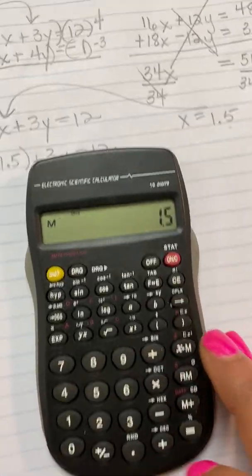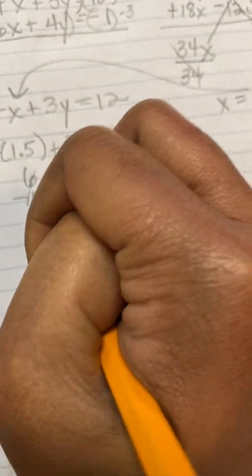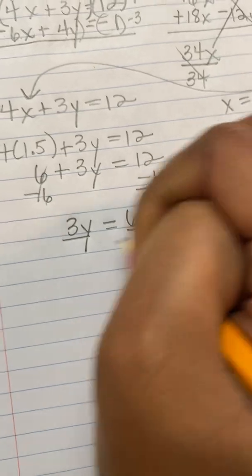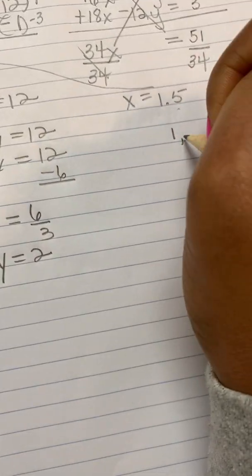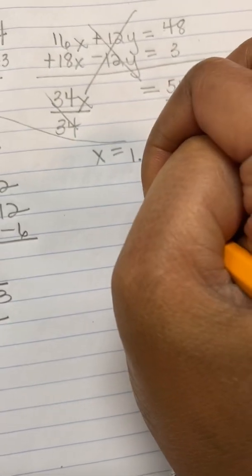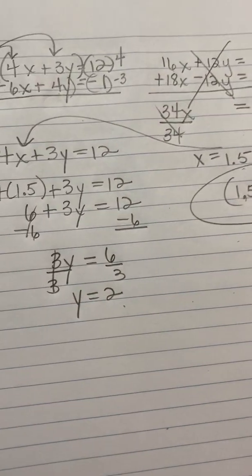We're going to multiply 1.5 times 4. That gives me 6 plus 3y equals 12, like a regular equation. I'm going to subtract 6 from both sides. So that gives me 3y equals 12 minus 6 is 6. Divide both sides by 3. Y equals, you got it, 2. So y equals 2. So we write this: this is x and this is y, and that is your answer.